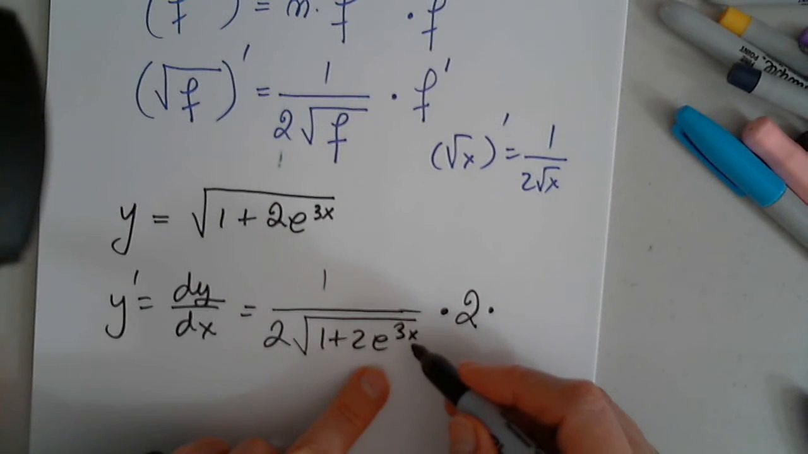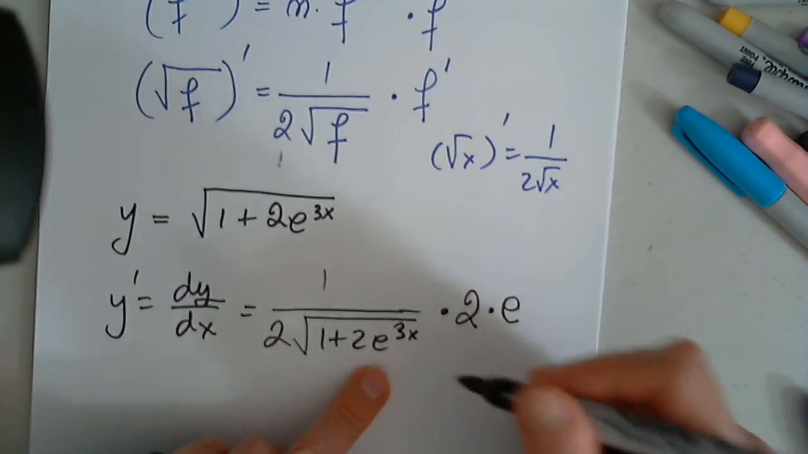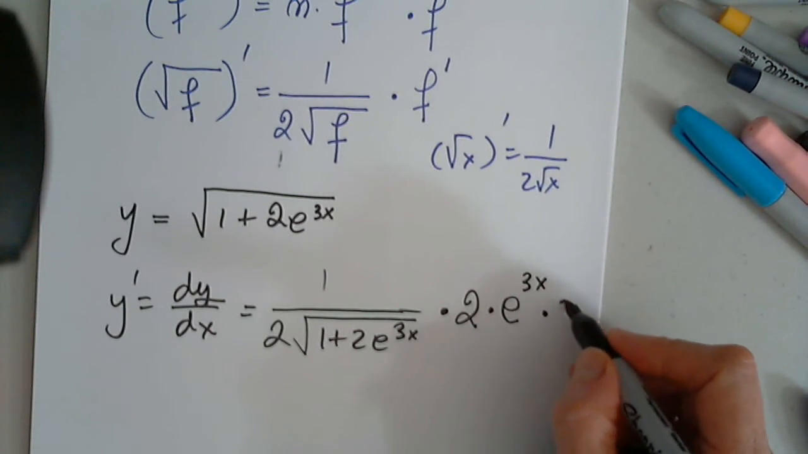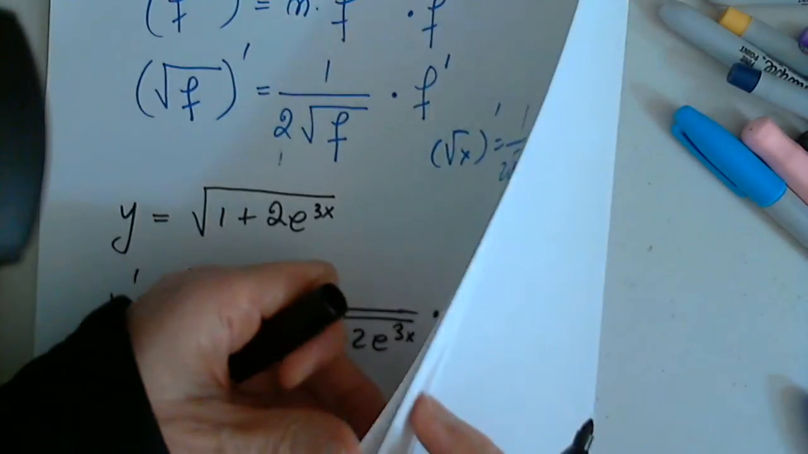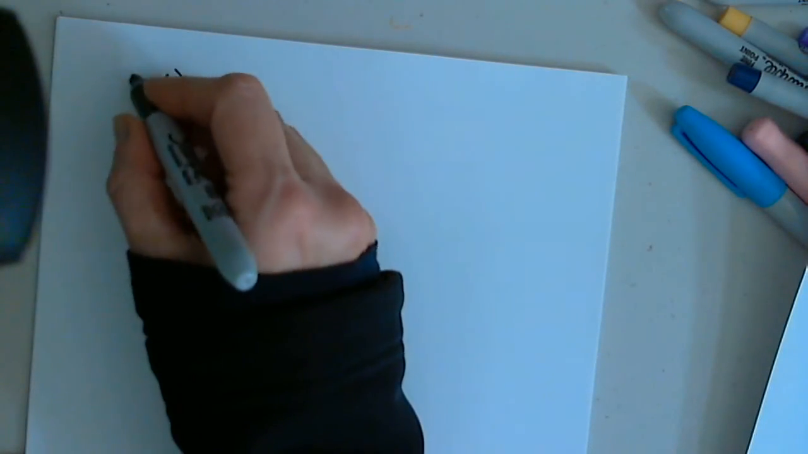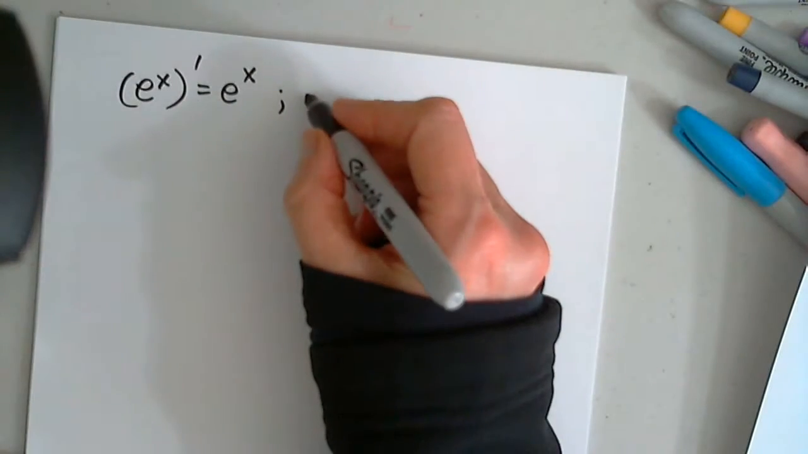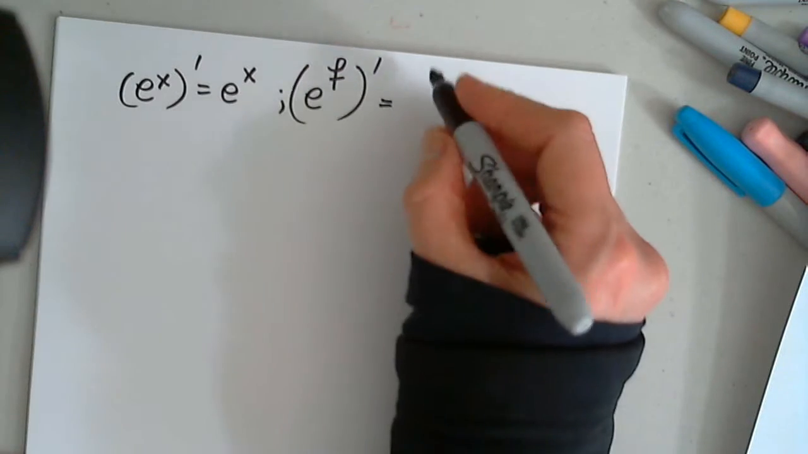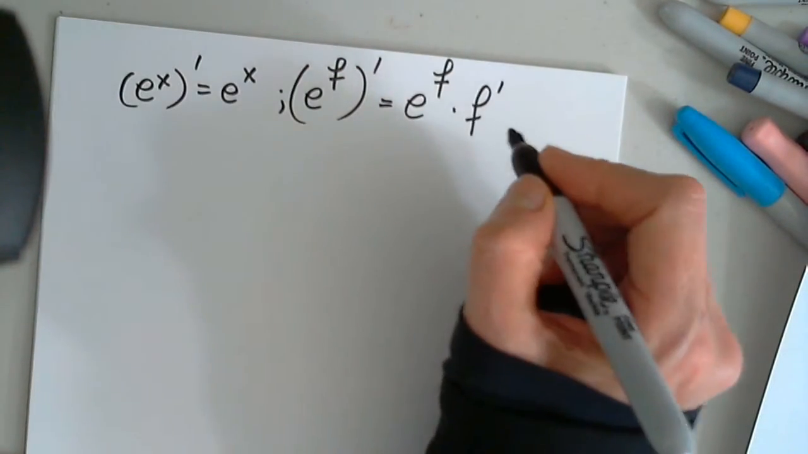When we differentiate e to 3x, we differentiate the function times the inner function prime. Before I come back and simplify this, let me explain. When we differentiate e to the x, we know this is very nice, it's e to the x. But if we have e to a function, same thing like before, e to that function, but multiplied by the function prime.